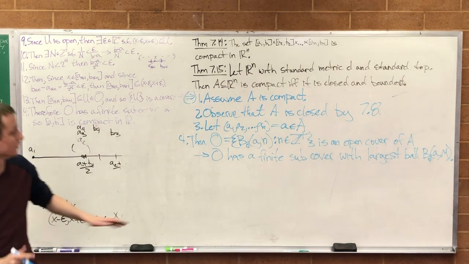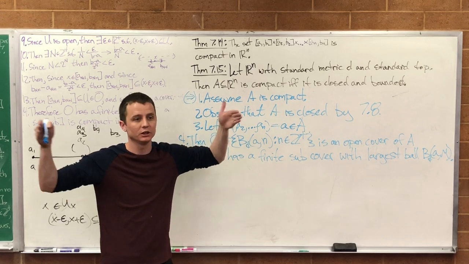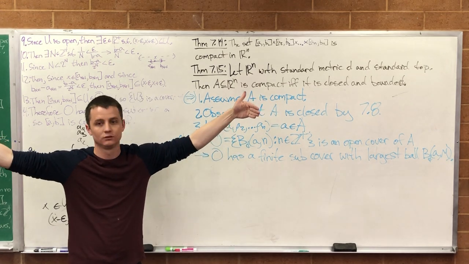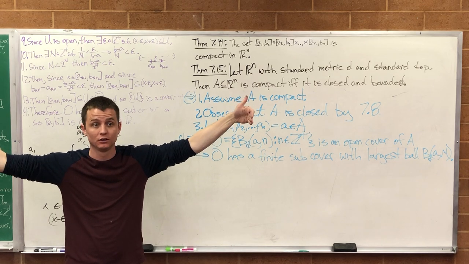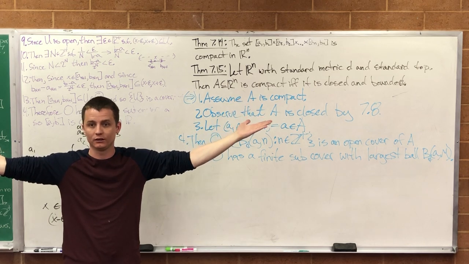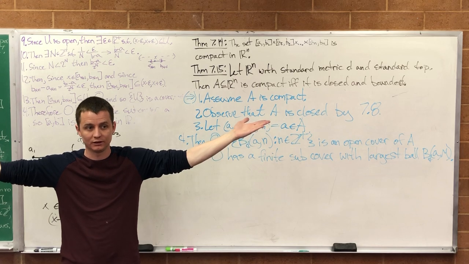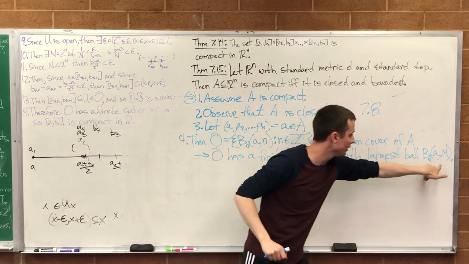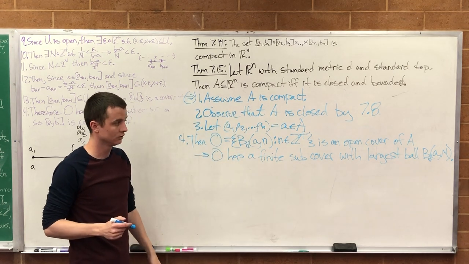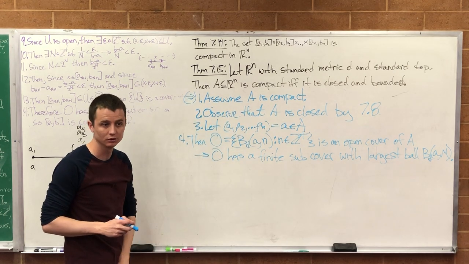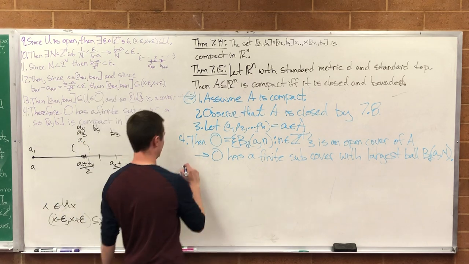Right? So this is just a sequence of open balls getting bigger and bigger. And if we have finitely many of those open balls, then we can just take the biggest one in our finite set. Does that make sense? So I'm just saying, let this be the biggest ball in our finite subcover of this. Okay. You good? All right.